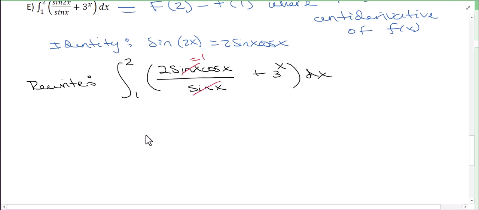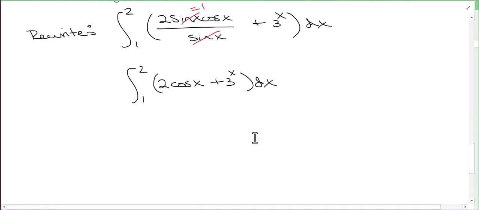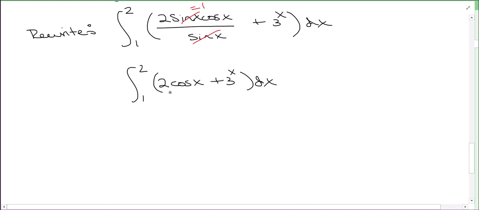So I'm just left with the integral from 1 to 2 of 2 cosine x plus 3 to the x dx. So now this is simplified, and now I'm ready to take the antiderivative. So the antiderivative of cosine is, what's that? That'll be 2 sine x. And let's check it. The derivative of sine is positive cosine, so we're good.